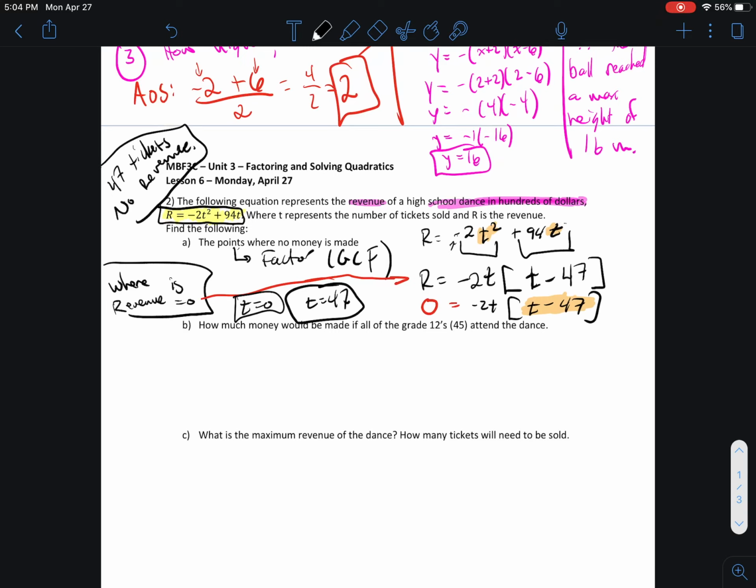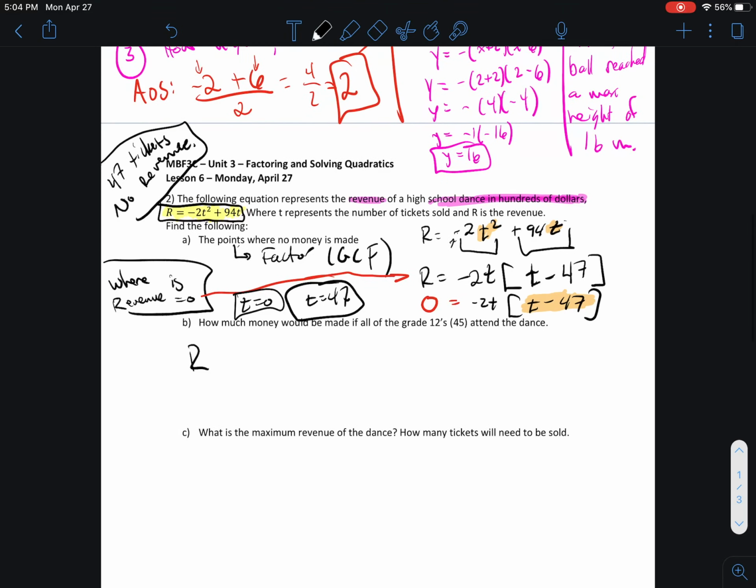So that's good. Now the next question is, how much money would you make if all the grade 12s attended the dance? And keep in mind, we only bought a certain number of people. If we sell too many tickets, we're not going to be allowed to stay in the current venue, so our costs are going to go up. So you got to figure out what the revenue is if I sell 45 tickets. Well, that just means I'm going to plug 45 in for t.